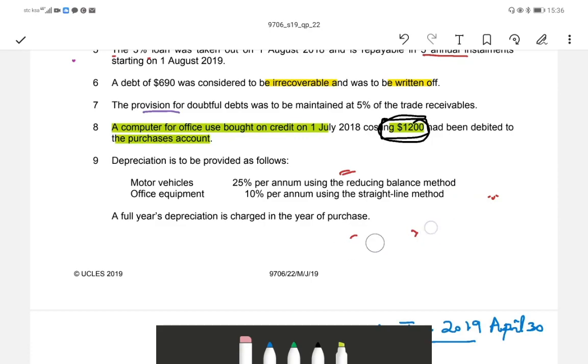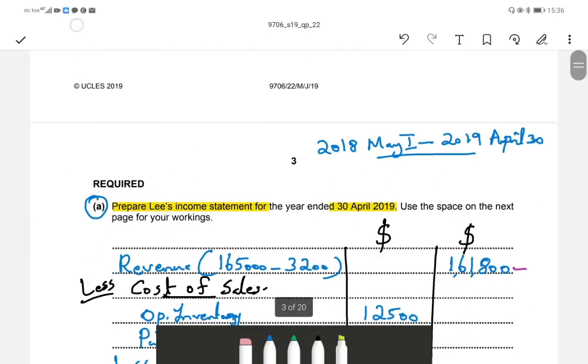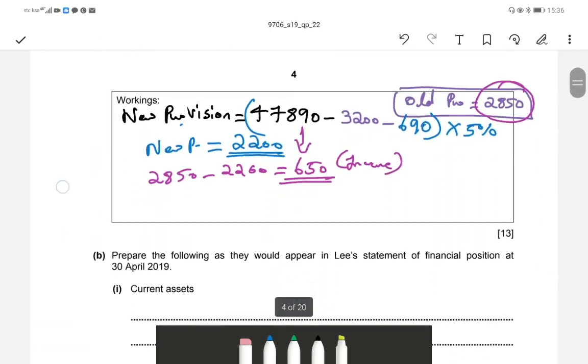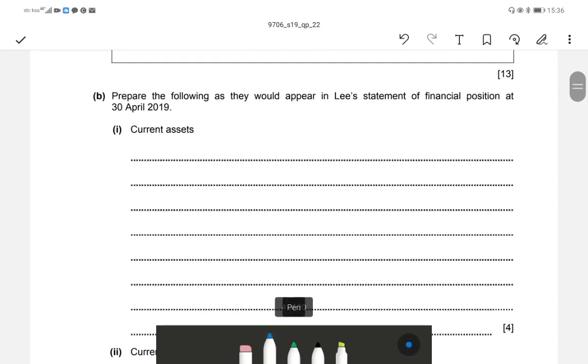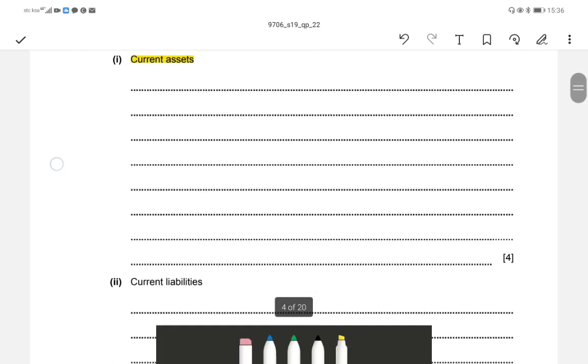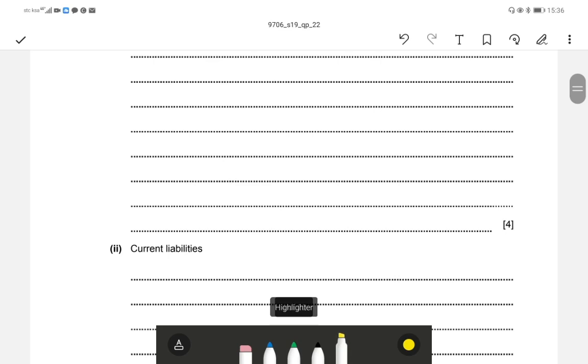So let's do our part B. Part B: prepare the following as would appear in the statement of financial position. First current asset, then they are asking us to prepare current liability.